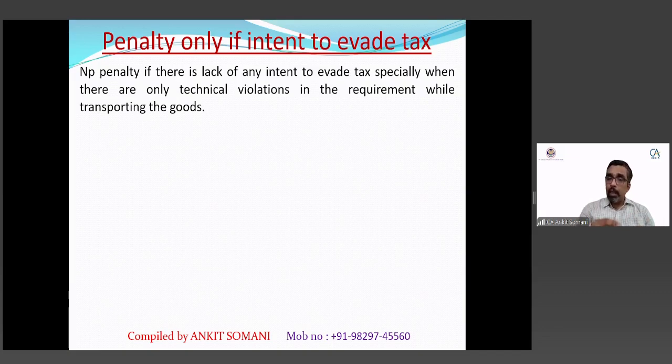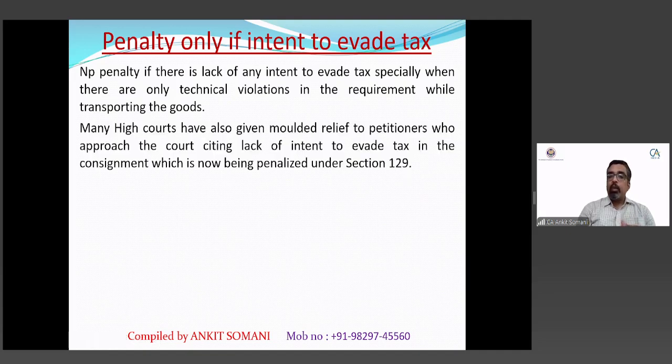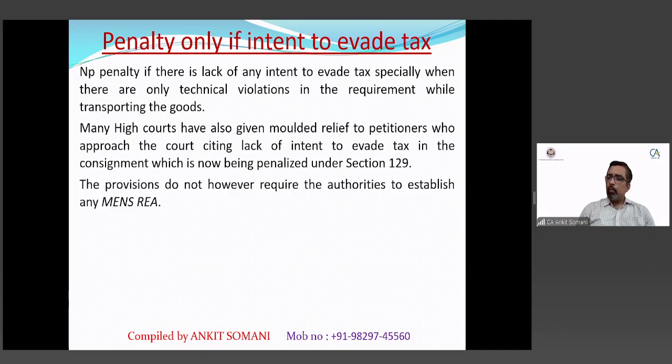But this comes with a rider that such an incorrect PIN code is not increasing the time limit of the e-way bill. Not only that, this incorrect PIN code comes with an additional rider that otherwise the whole address mentioned in the e-way bill, the supplies, and even the invoice for the outward supply is correct. The whole address of the consignee is absolutely correct. Many high courts have given moulded relief to petitioners who approach the court citing lack of intent to evade tax in the consignment, which is now being penalized under Section 129. So basically, high courts have given positive judgments on this.